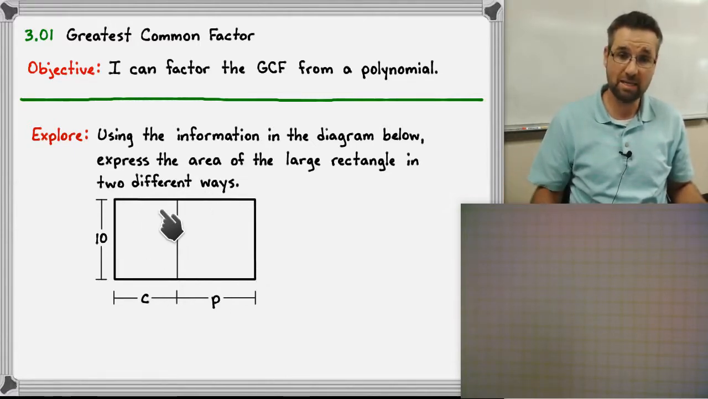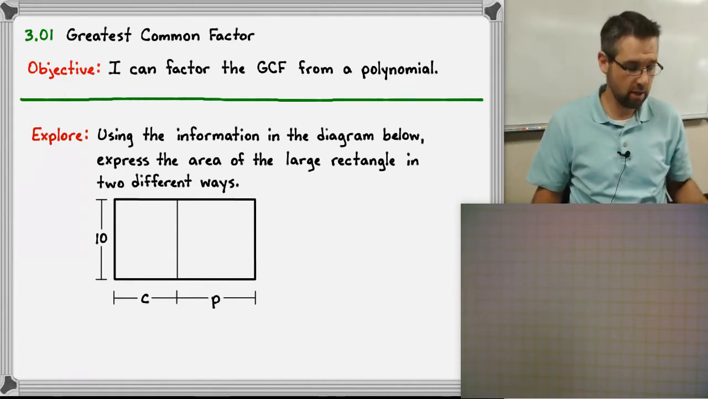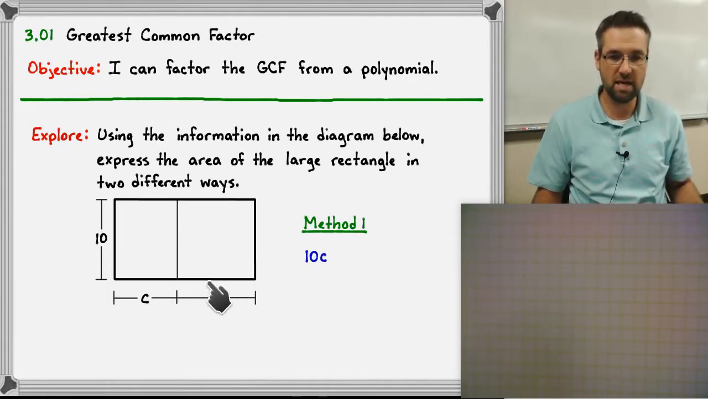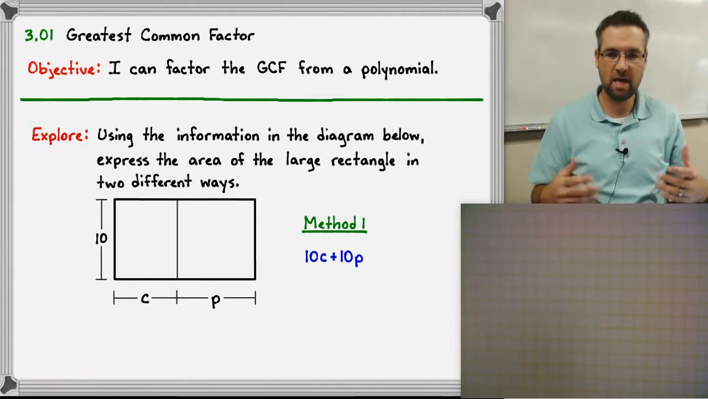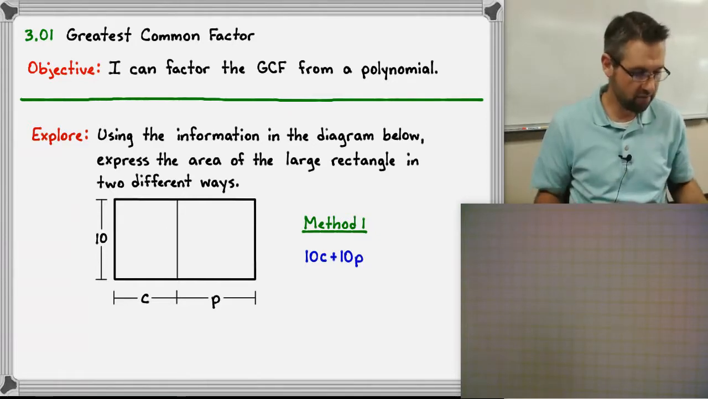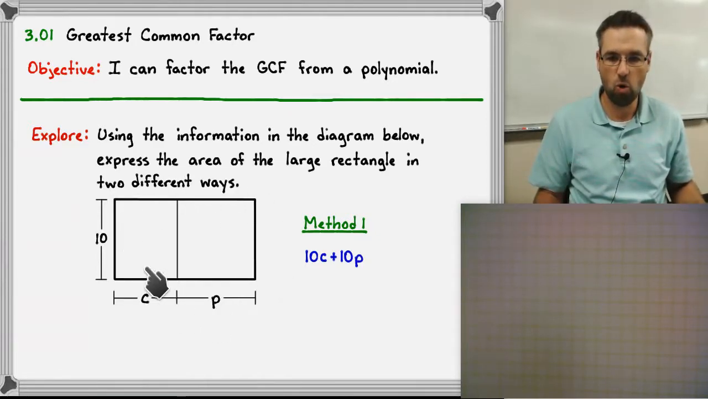Well, one person might say, just find the area of each little rectangle and then add them up. So remember, to find the area of a rectangle, you take the length and multiply it by the width, or the base times the height. So in this case, we would say C times 10, or we could say 10C, right? So the first rectangle would have an area of 10C. And then the second rectangle has a base of P and a height of 10 again. So the area of this guy would be P times 10, or 10P. And then we go ahead and add those together to find the area of this whole figure.